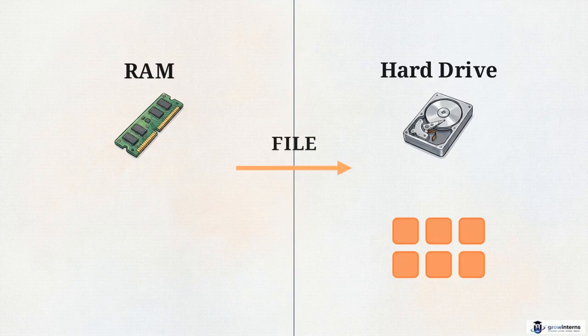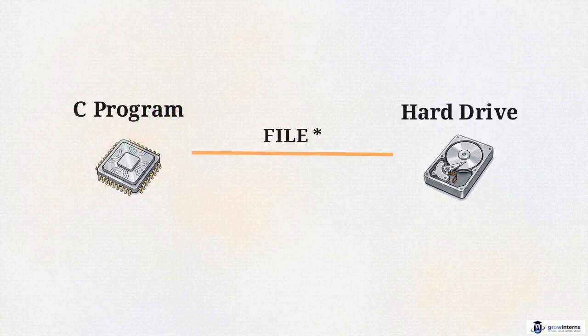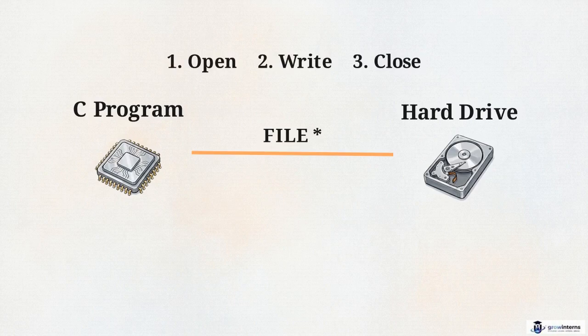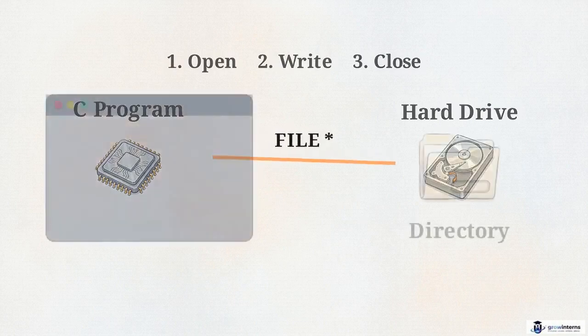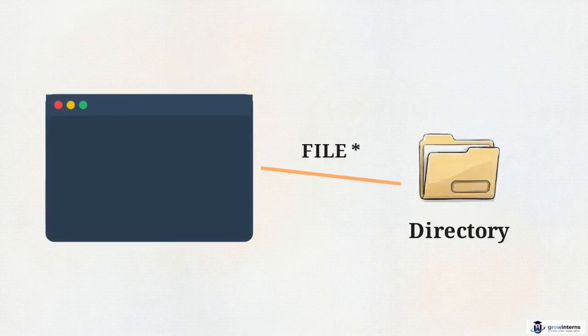In C, we write FILE asterisk to create a dedicated bridge connecting your running program directly to the operating system's file manager. Using that bridge requires a strict three-step lifecycle: open, write, and close. Watch the screen. When we execute fopen with our target file name and a W for write mode, the system instantly provisions a new text file in the target directory.